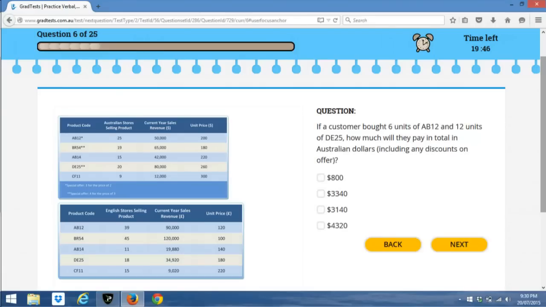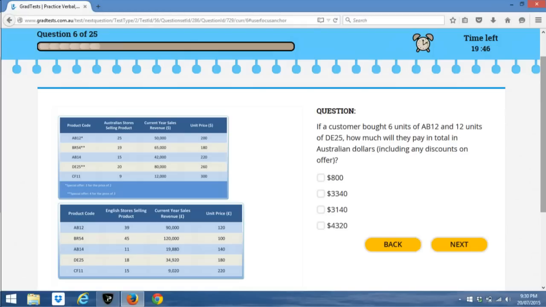So let's dive straight into it. The question we're going to work through here, if you look at the tables on the left-hand side, looks to be about a business selling a bunch of different products. These two tables look pretty similar, but if you look closely, you'll see there's a couple of key differences. In the first table, it's referring to the Australian store, and the numbers are in Australian dollars.